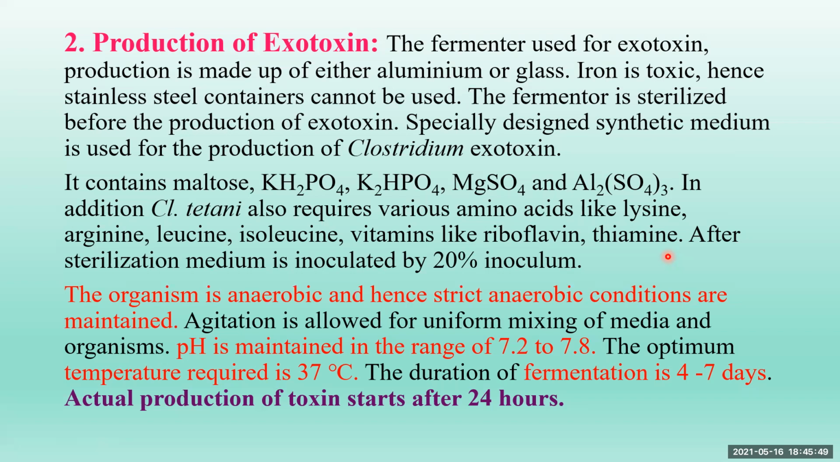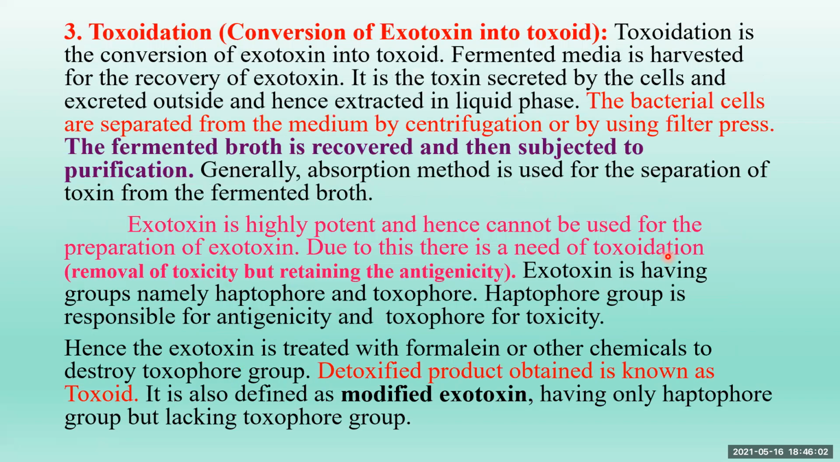And then we have to maintain the pH in the range of 7.2 to 7.8. Optimum temperature is, of course, 37 degrees Celsius. Fermentation duration is 4 to 7 days. Actual production of exotoxin starts within 24 hours itself. Now, the next step is, once the organism starts growing and starts producing exotoxin, the exotoxin gets accumulated in the medium. Now, the next thing is we have to convert the exotoxin.